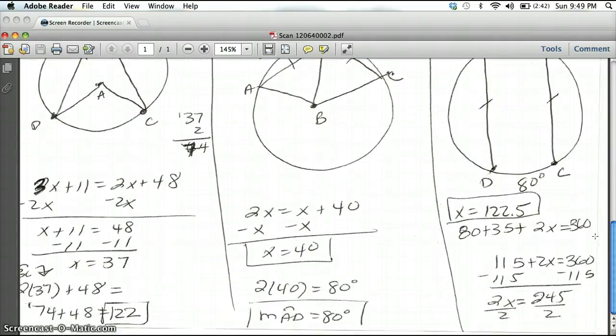So when we go to set it up, it's going to be 80 plus 35 plus 2x is equal to 360. I'm going to go ahead and add 80 and 35, and I get 115 plus 2x is equal to 360. I subtract 115 from both sides. 2x is equal to 245. I divide by 2, and my x is equal to 122.5.